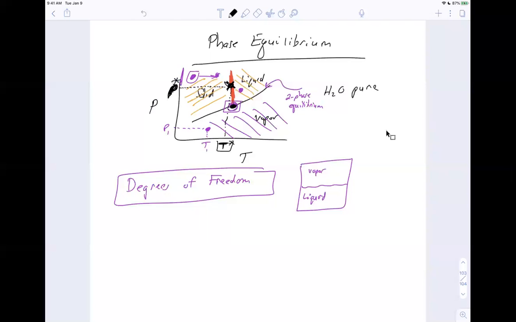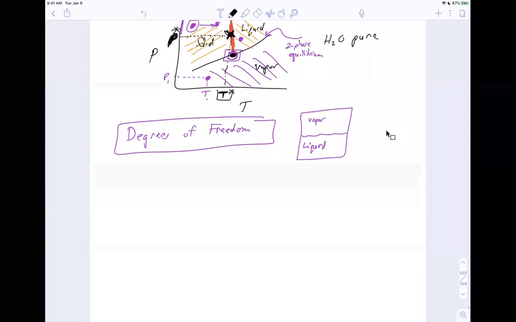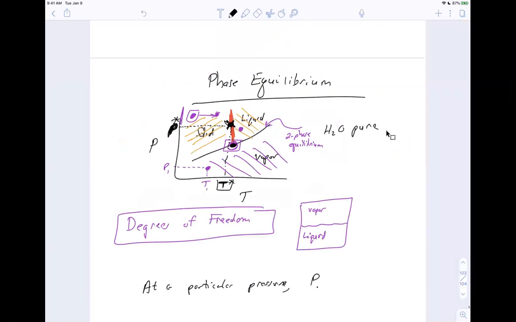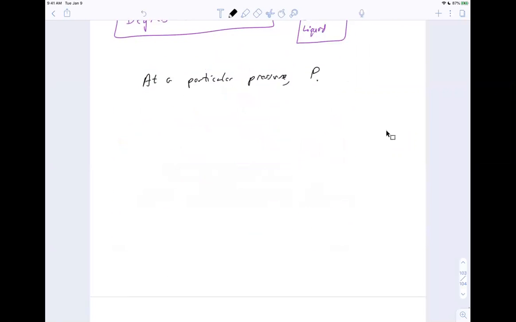Okay, so the first thing we have to ask is, let's say I have a particular pressure, okay? So at a particular pressure, we can let it be P, okay? And in this case, we can use our phase diagram for water. Let me just rewrite that. Okay, so if I pick this pressure, here's the solid, the liquid, and the vapor.